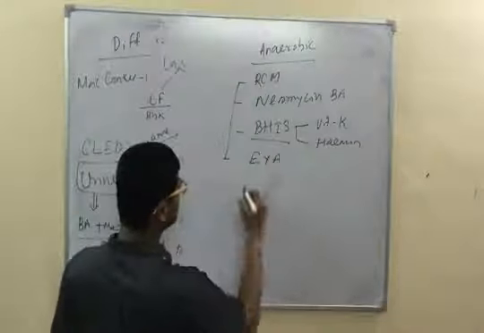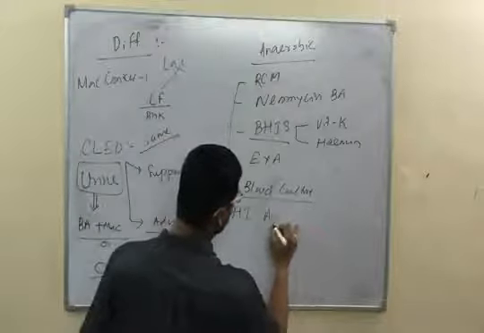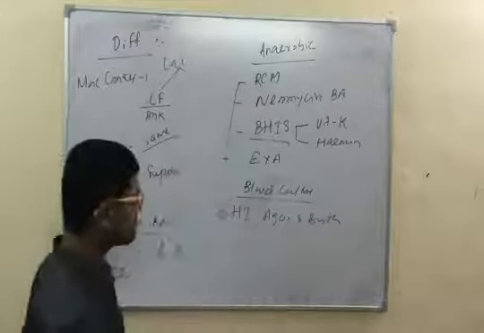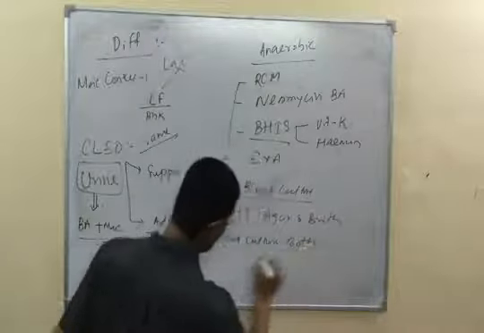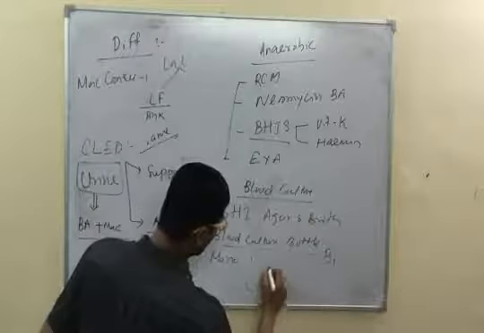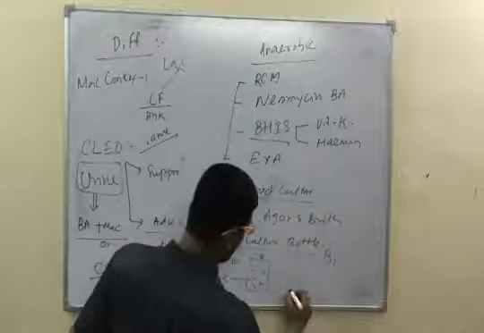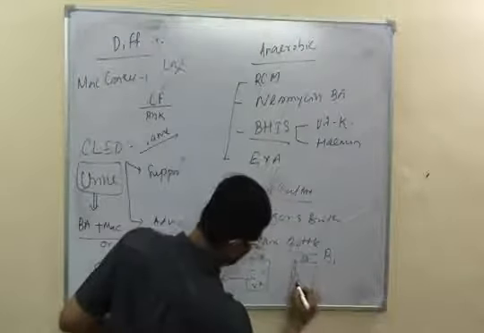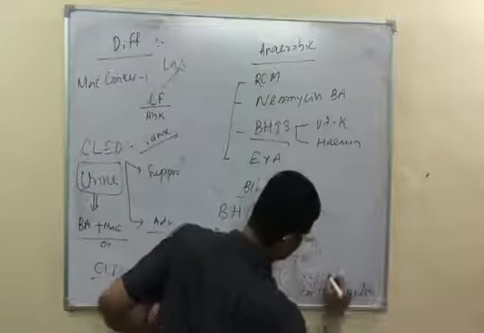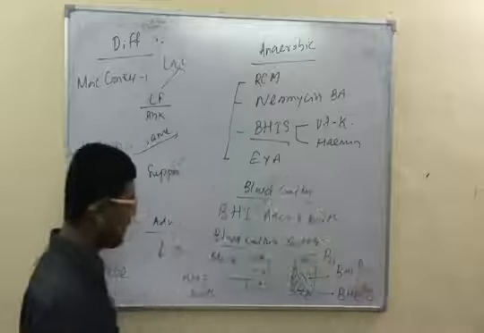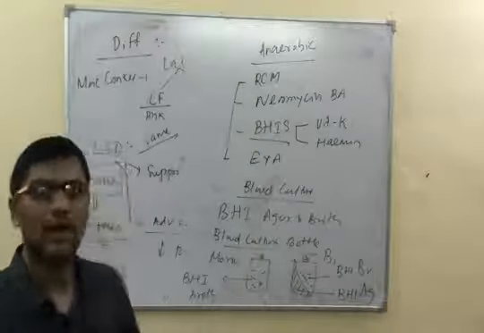Similarly, medium used for blood culture. For blood culture, brain heart infusion agar and broth is used. Blood culture is done in blood culture bottles, and there are two types of blood culture bottle, monophasic and biphasic. Monophasic blood culture bottle will have only liquid medium, that is brain heart infusion broth, whereas biphasic blood culture bottles will have a solid slant and also liquid medium. The solid slant is brain heart infusion agar and the liquid medium is brain heart infusion broth. So the media used for blood culture bottles are composed of brain heart infusion broth and agar.